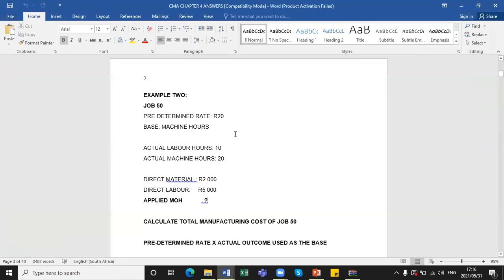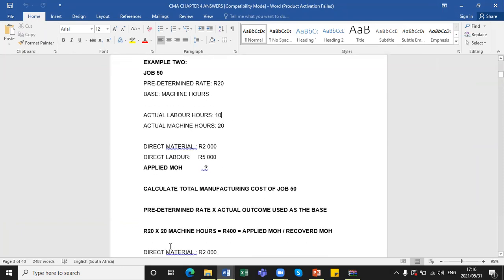So what was my predetermined rate? 20 Rand. But what did I use as my base? Machine hours. So I will take 20 Rand, times it by my actual machine hours. Why don't I say times it by my labor hours? I cannot, because I did not use labor hours as the base. So I take 20 Rand times 20 machine hours gives me 400 Rand.